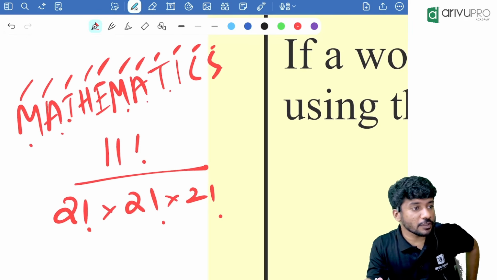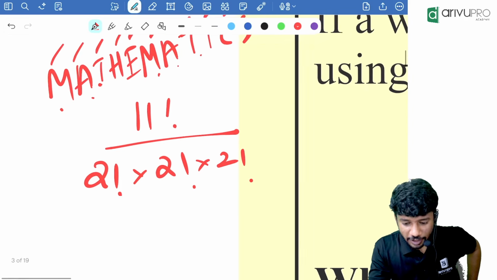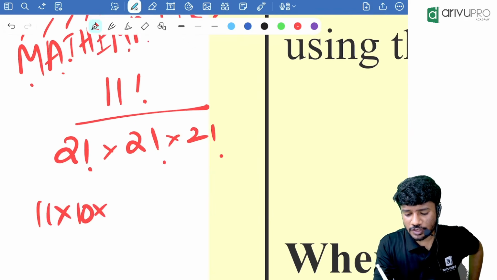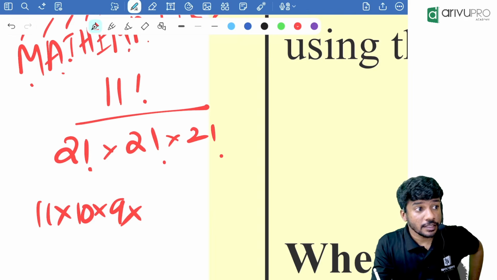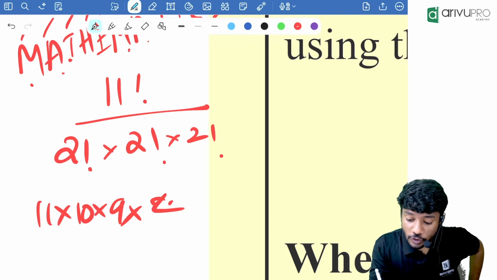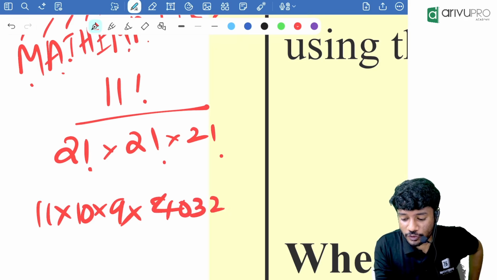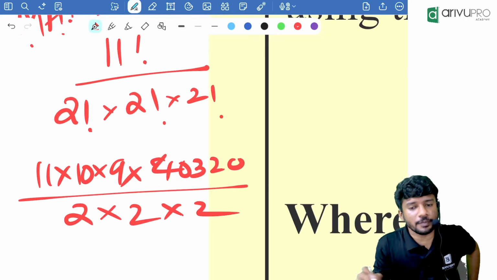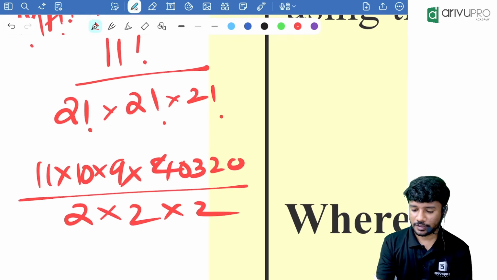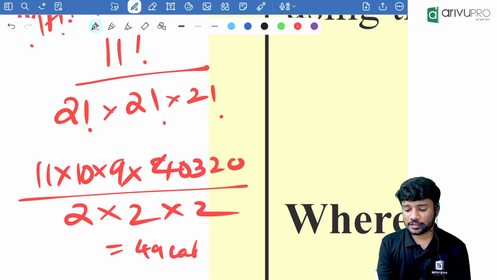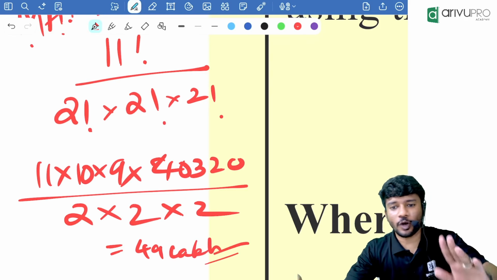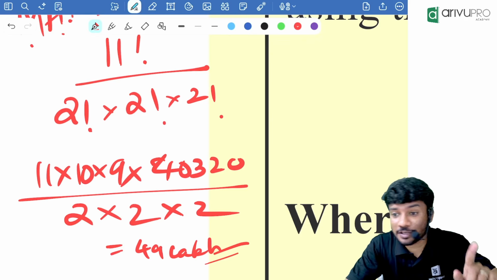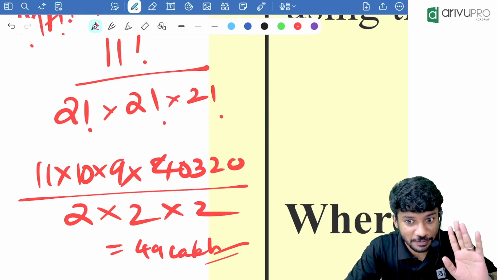So tell me the answer. 11 factorial divided by 2 factorial divided by 2 factorial divided by 2 factorial. How will you write 11 factorial? You will write it like this: 11 into 10 into 9 into what? 40320. That is the value of 8 factorial, divided by 2 divided by 2 divided by 2. How much is the answer, people? 49 lakh something. You are getting it. So whatever may be the question, you will be able to answer. And I am telling you now, multiple times these type of questions were there for examination. Basic questions.